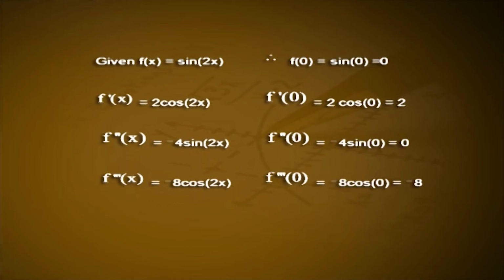f'''(x) = -8 cos 2x. f'''(0) = -8 cos 0 = -8. The fourth derivative of f(x) is 16 sin 2x. Therefore, the value of the fourth derivative of f at 0 is 0. P₄(x) = f(0) + f'(0)(x-0)/1! + f''(0)(x-0)²/2! + f'''(0)(x-0)³/3! + f⁗(0)(x-0)⁴/4!.